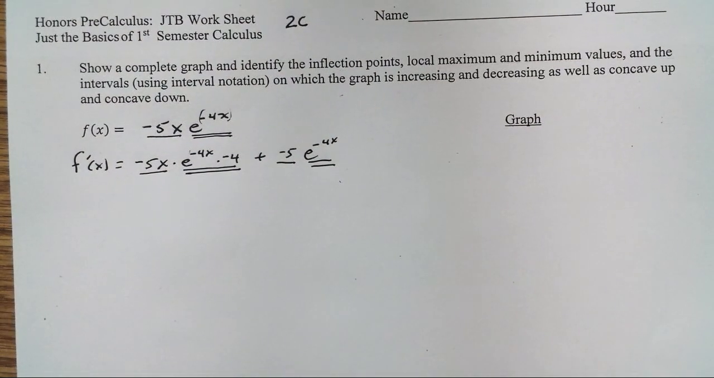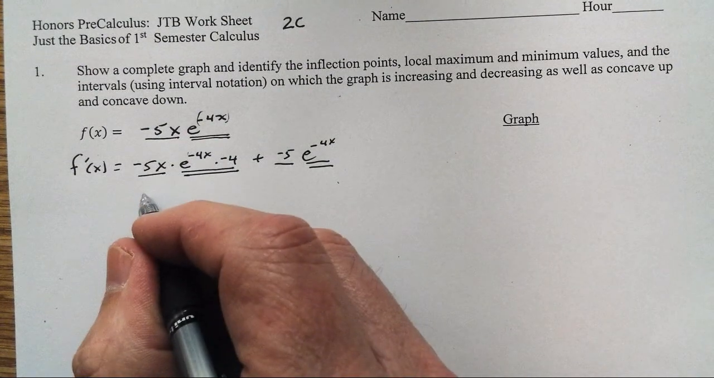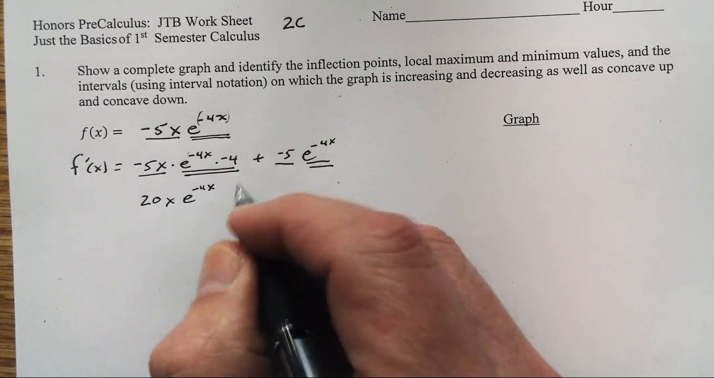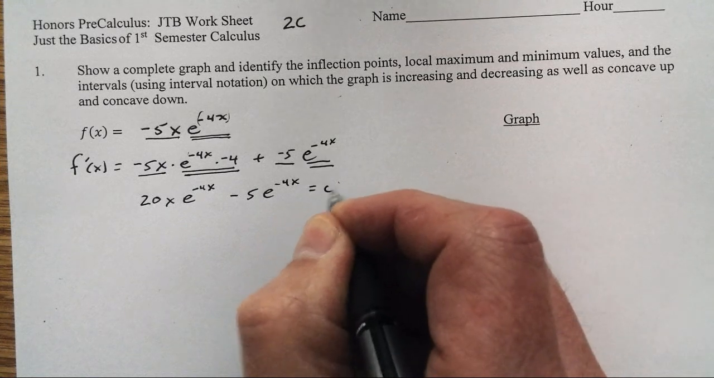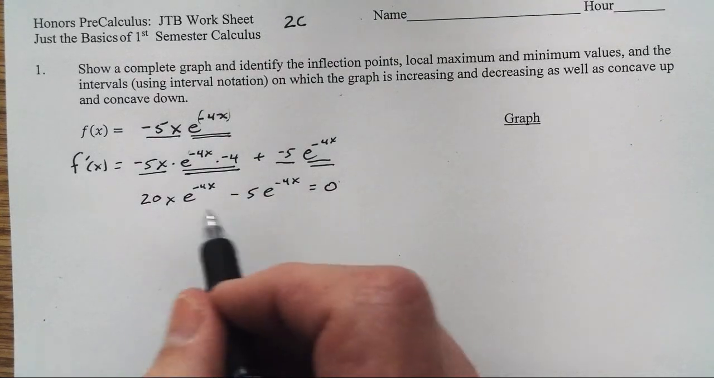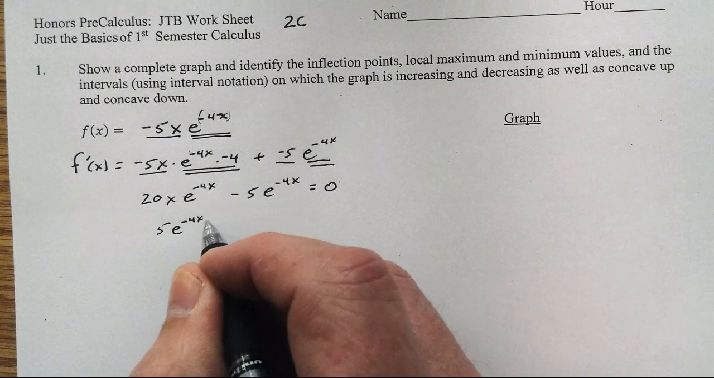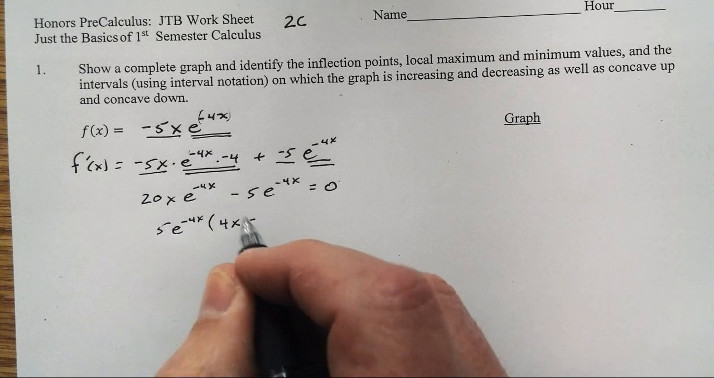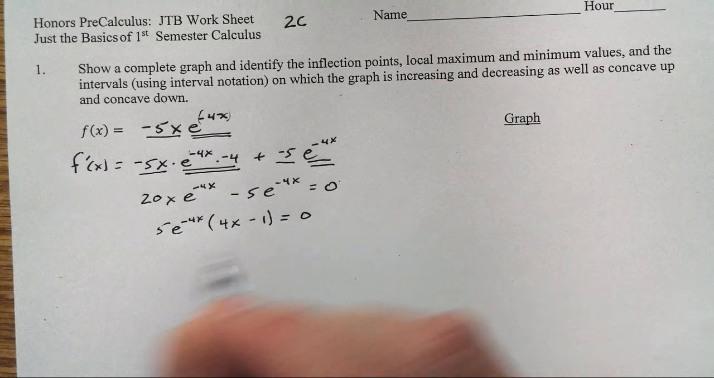There's product rule. Let's just clean it up a little bit. This would give me a 20x e to the negative 4x minus 5 e to the negative 4x, and I'm interested when that equals 0 because that's where our maximums and minimums could occur when the slope is 0. I'm going to factor out a 5 and an e to the negative 4x, and I get 4x minus 1 equals 0.